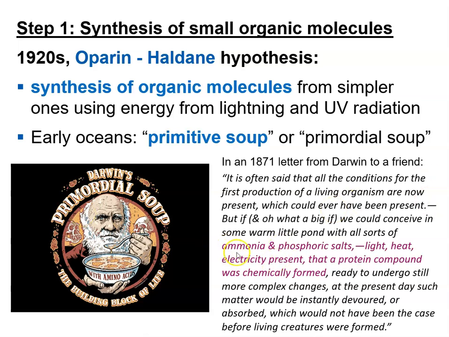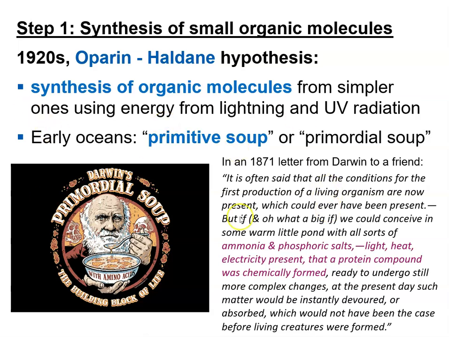So in red text, I emphasized a few things that I thought were really important about what Darwin was saying: with the presence of ammonia and phosphoric salts, light, heat, electricity, a protein compound could be chemically formed, which again, organic molecules include proteins, and this is the first step needed in the transition to the first cells, the first living cells.